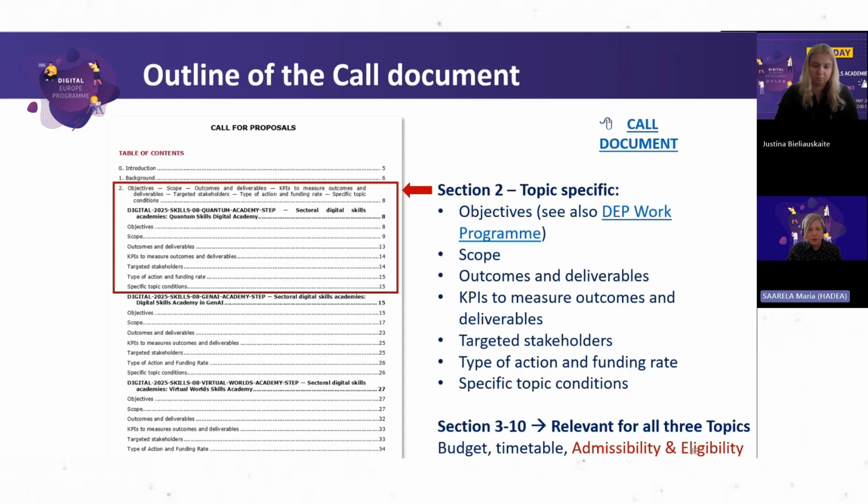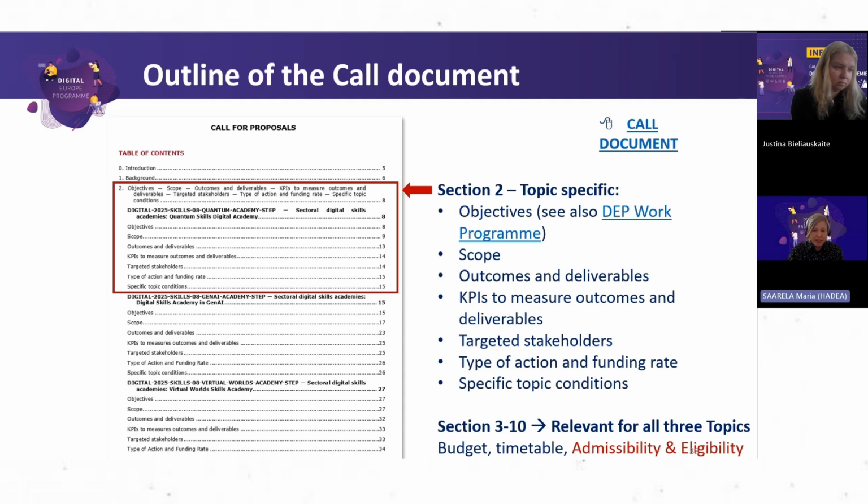The outline of the call document. It's one single document for all three topics. The first part of the call for proposals document includes specific information on each topic. This is really the most important part of the call document, including the objectives, scopes, outcomes and deliverables, KPIs, targeted stakeholders, and specific conditions. These were mostly outlined by the DG Connect colleagues for each topic at the beginning of today.